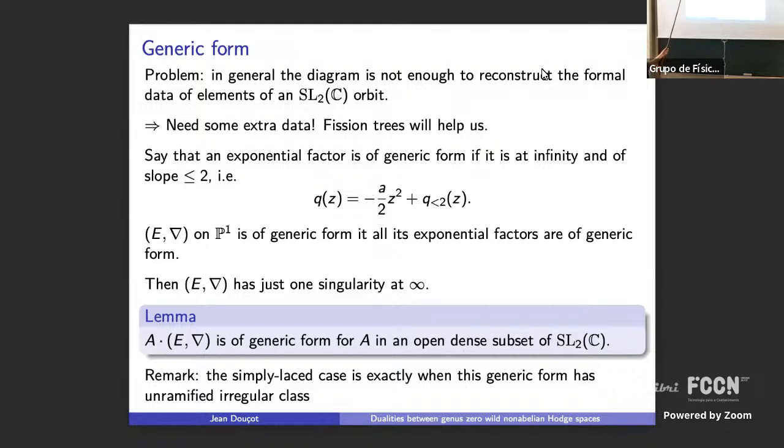The problem with the diagram is that it's nice, it's invariant under SL2, but it's not enough to do the reading of the diagram. In the simplest case, I could start from the diagram and directly look at it and get all the k+1 readings. But in the general case, the diagram is not enough. I will need some extra data, and this is where I will need the fission trees that I was mentioning before. Basically, all the data that I need is the fission tree of any connection of generic form in this SL2 orbit. In particular, in the generic form, you just have one singularity at infinity, so the fission forest is just one fission tree.